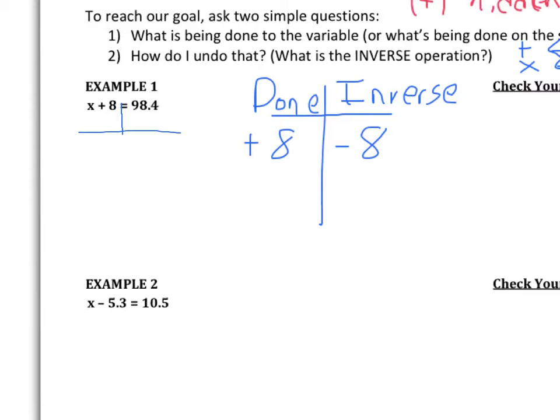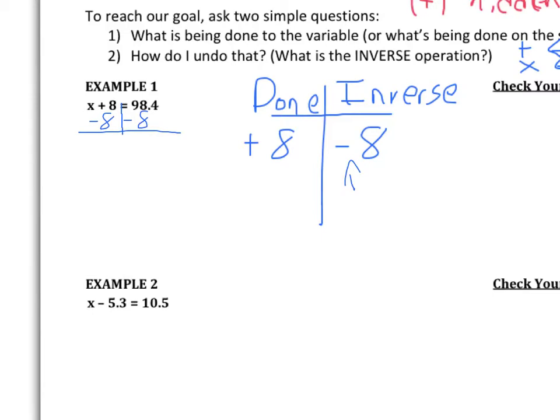Now, this right here tells us exactly what to do. We need to subtract 8 from both sides. Now, here's a key point. Put your pencil down and listen. Whatever you do to one side, you have to do the exact same thing to the other side. So on the left side we subtracted 8, on the right side we also have to subtract 8. And show that operation. Show the minus 8, show the minus 8.